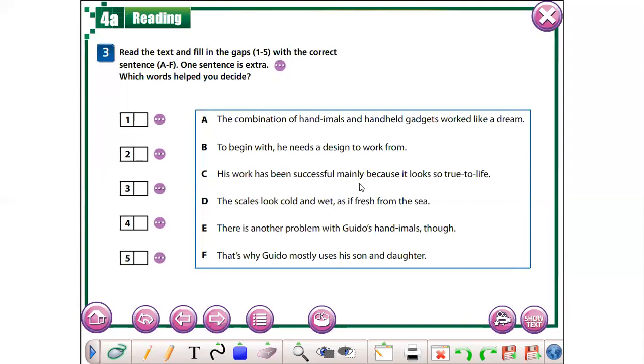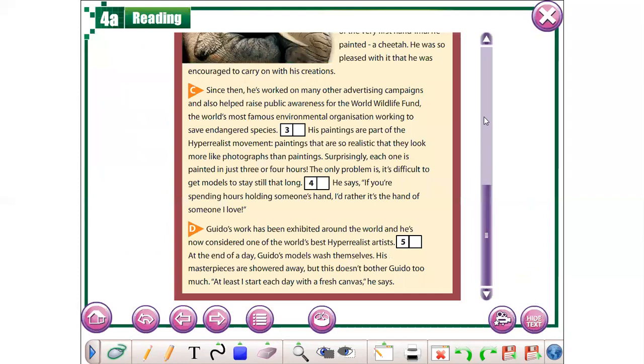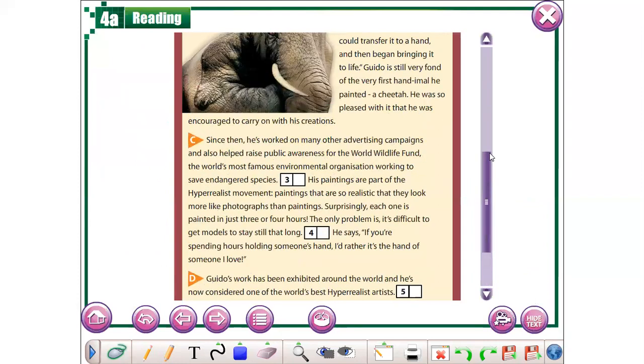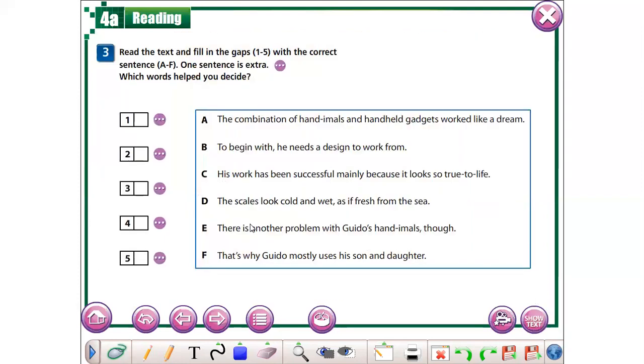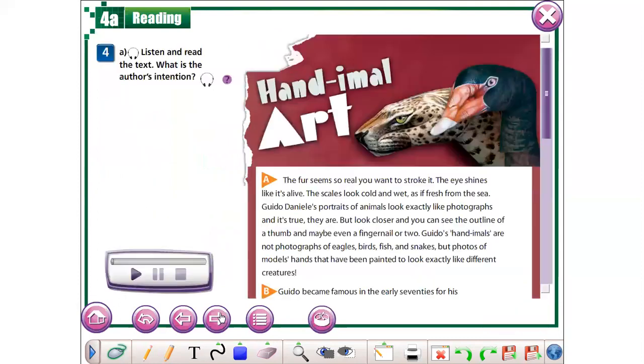C. His work has been successful mainly because it looks so true to life. And again, you have to choose the correct paragraph. D. The scales look cold and wet as if fresh from the sea. E. There is another problem with Guido's handimals though. And F. That's why Guido mostly uses his son and daughter. So listen and check your answer. Listen and choose the correct option, okay? And fill in the correct option.